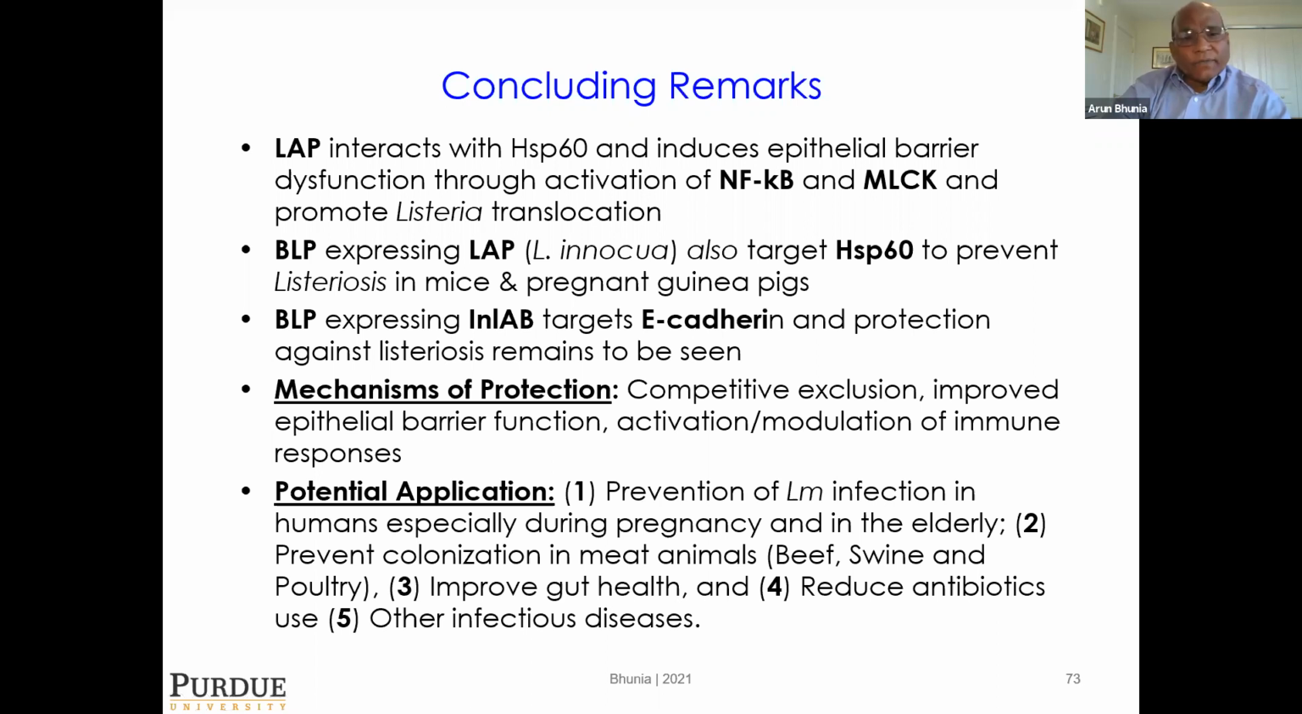But in meat animals, listeriosis can be a problem. So if you could reduce Listeria colonization in the meat animals, it may reduce the Listeria burden ultimately in the food. The bioengineered probiotics improve gut health, which I demonstrated. They reduce antibiotic use. If you have improved gut health, maybe you can eliminate the use of antibiotics in the animal diet, especially as growth enhancers. And a similar approach can probably be targeted for infectious disease.